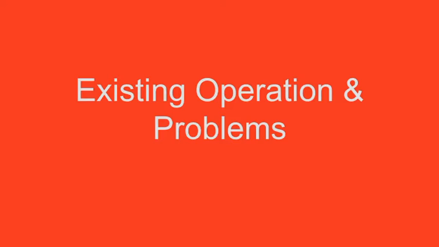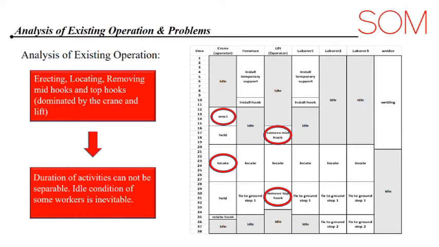Based on the 3 methods mentioned, we started the study by analyzing the existing operation and problems. From the crew balance chart shown on the screen, we found out that some of the activities, their productivities are dominated by the crane and lift, but not the perform of workers. For example, panel erecting, locating, and hooks removing. As a result, some of these activities seem to be non-dividable, which means at a certain time, idling workers are inevitable.